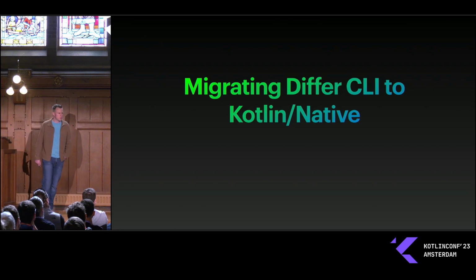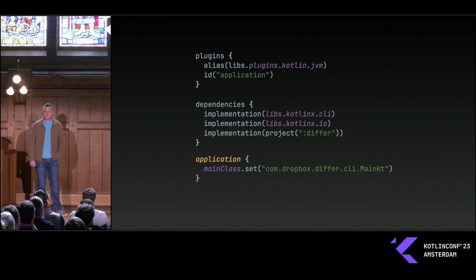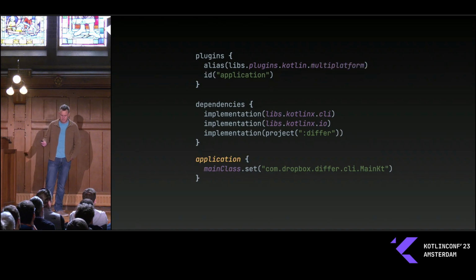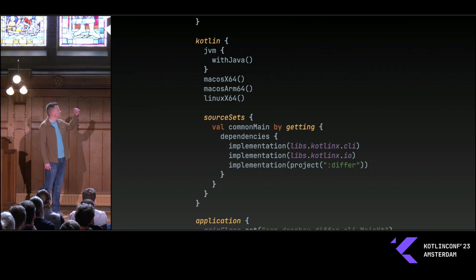This part's going to be real quick. Any tutorial on the web will show you how to do this. This is a reasonably simplified version of what the build script used to look like. Update the JVM plugin to the multi-platform plugin. Move your dependencies around so they're in the common source set, and then add some targets.